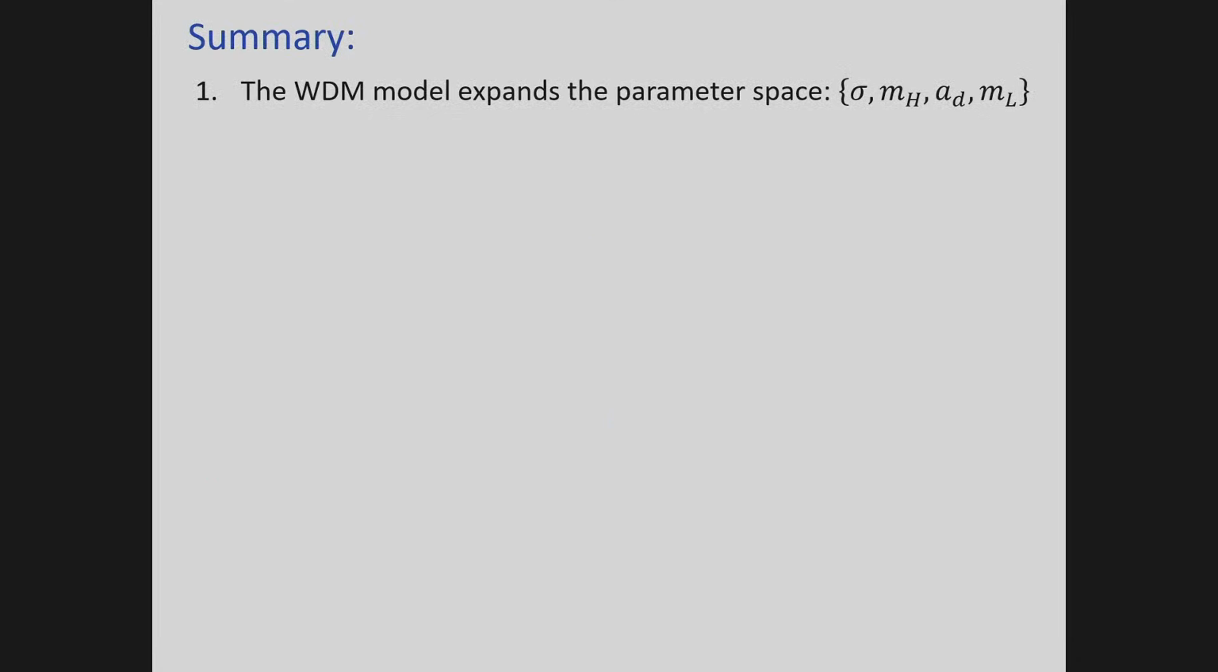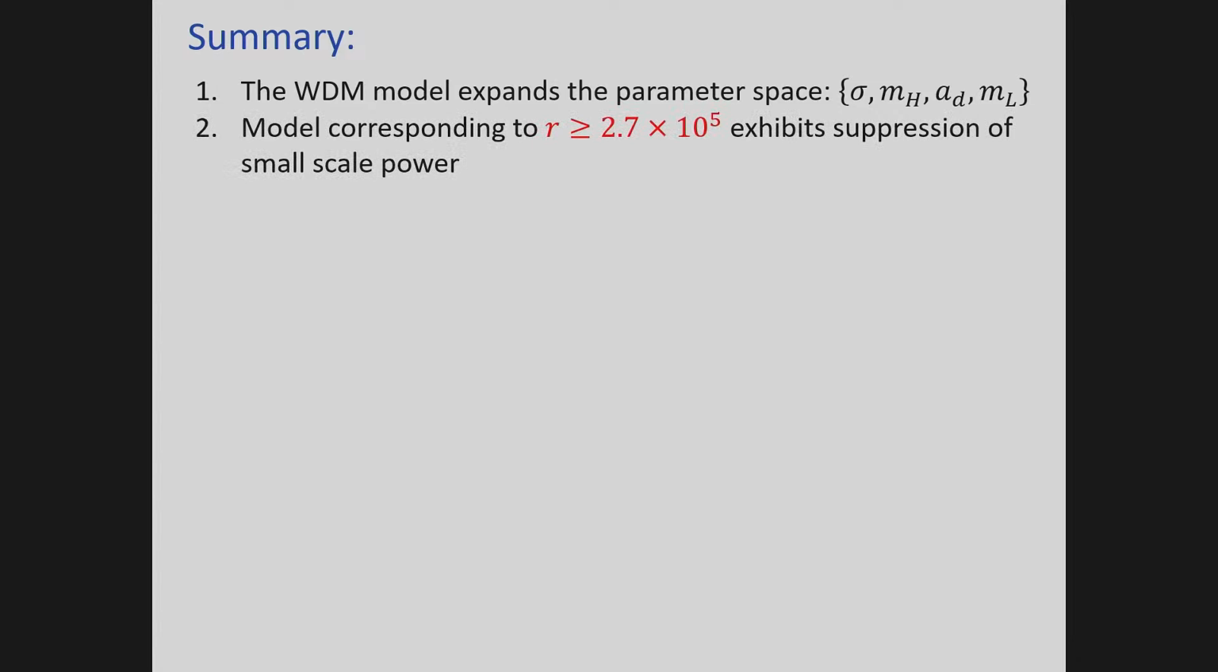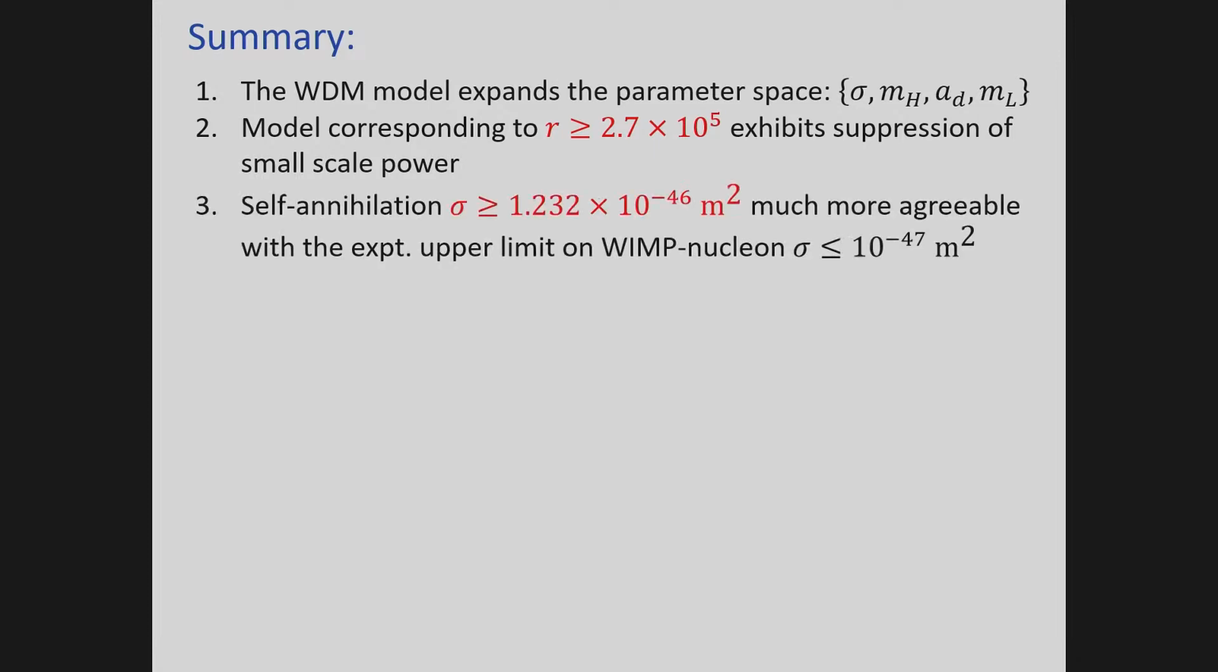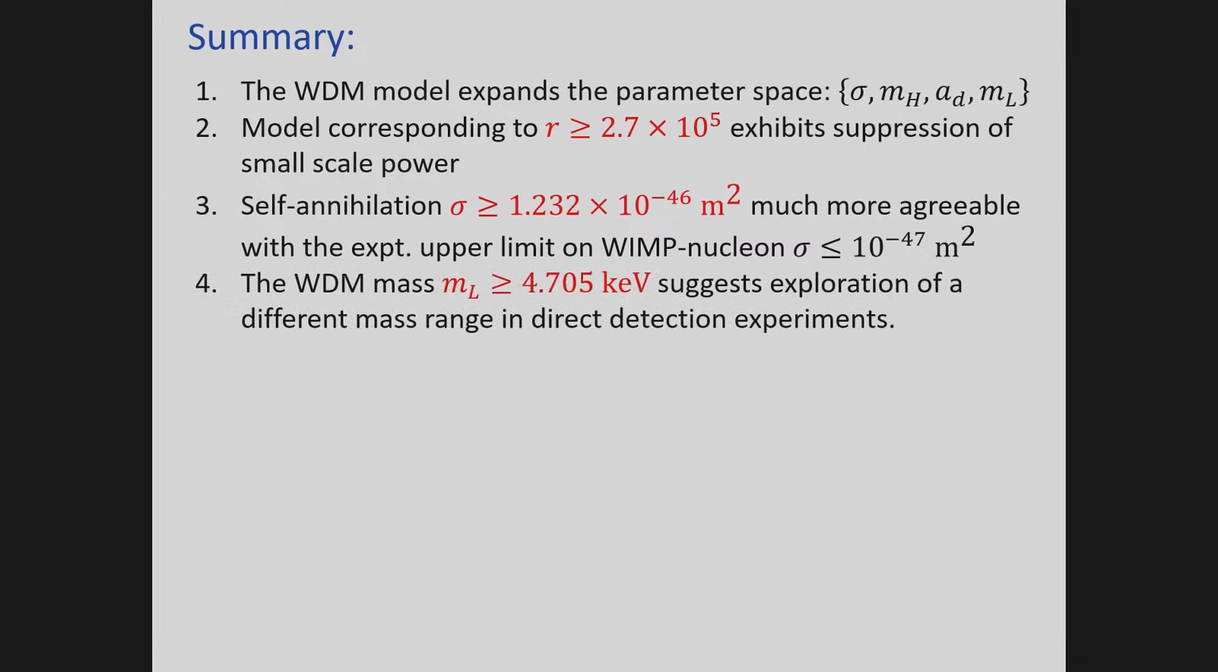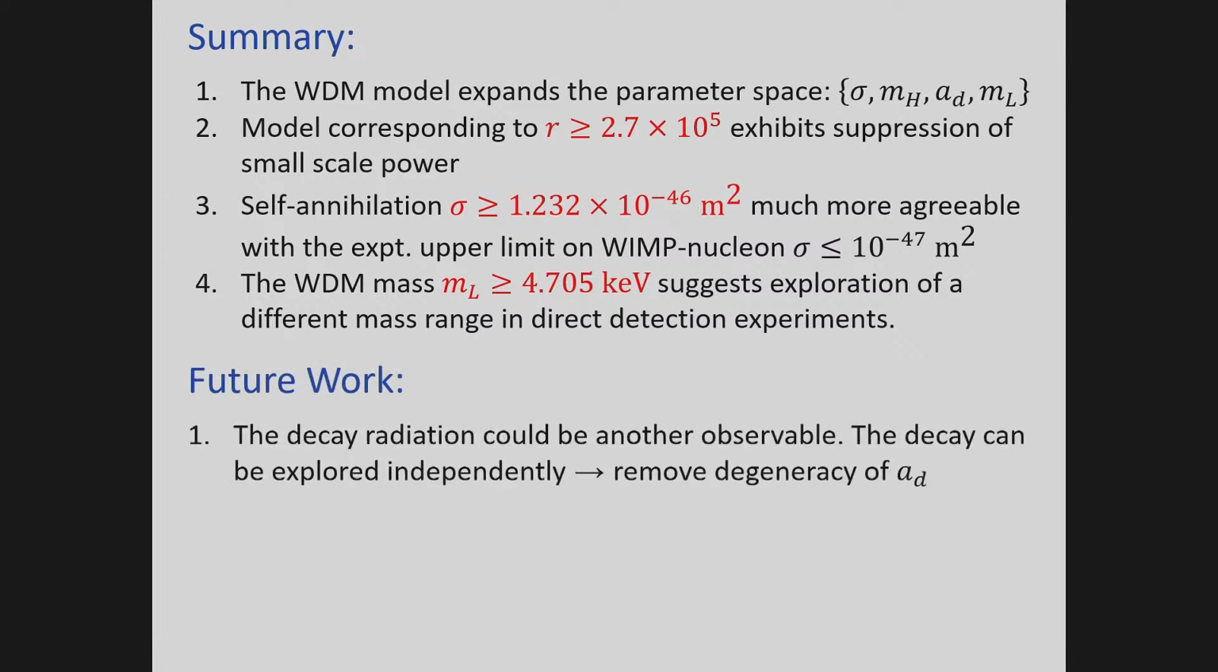The warm dark matter particle increases the parameter space, more space to explore. The model for the lower bound which I calculated indeed shows that the power spectrum is suppressed. The self-annihilation cross section which we calculated is closer to the experimental upper limit and hence more agreeable than the cold dark matter. The warm dark matter particle suggests that we need to focus our detection experiments elsewhere. Future work: the decay radiation could be explored as another cosmological observable, and the decay physics could be explored independently, not cosmologically, to remove the degeneracy.